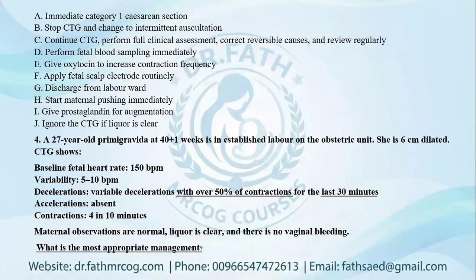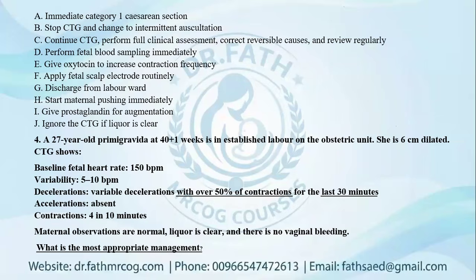A 27-year-old primary gravida at 40 plus 1 weeks in established labor on the obstetric unit. She is 6 cm dilated. CTG shows baseline fetal heart rate 150 beats per minute, variability 5 to 10 beats per minute, variable decelerations with over 50% of contractions for the last 30 minutes. Accelerations absent, contractions 4 in 10 minutes. Maternal observations are normal, liquor is clear, and there is no vaginal bleeding. What is the most appropriate management?